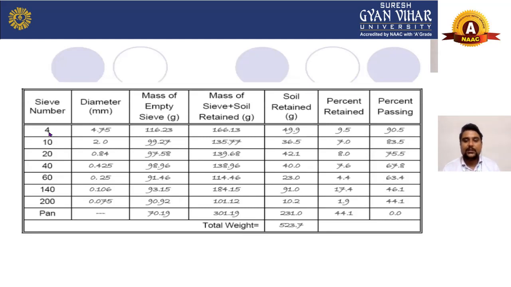Now, as you can see here, this is the test result. For example, if you see the sieve numbers, they are 4, 10, 20, 40, 60, 140, 200 and pan. And if you see the mass in the pan, there is also some mass in the pan. You can see here, we are getting some soil in the pan also.